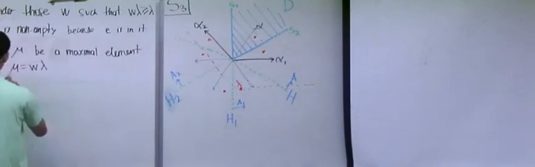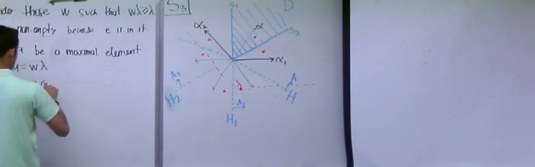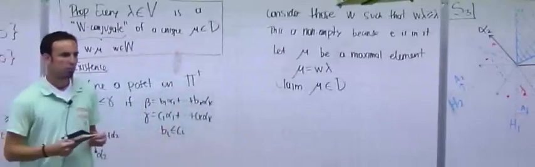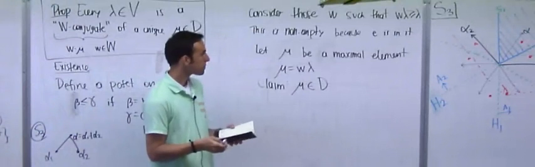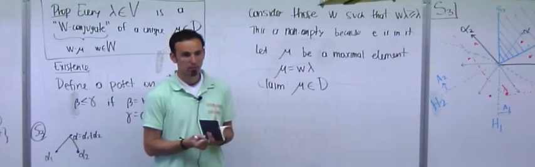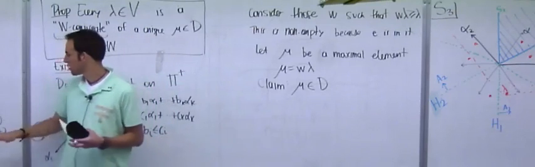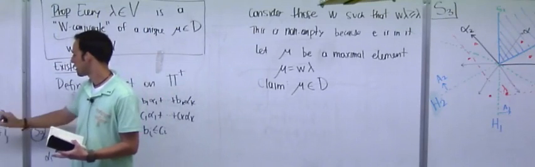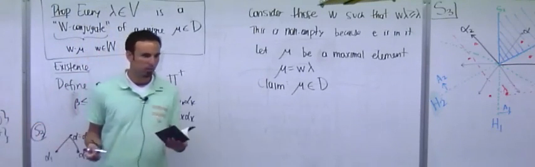So my claim is that this mu that I chose is really in this fundamental domain D. How do I prove something like that? Well, basically, what is the fundamental domain D? It's the set of lambdas that has non-negative dot product with all the alphas.